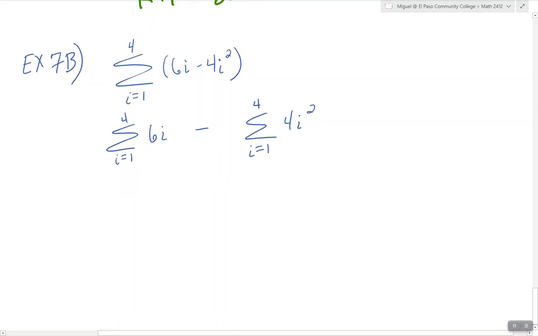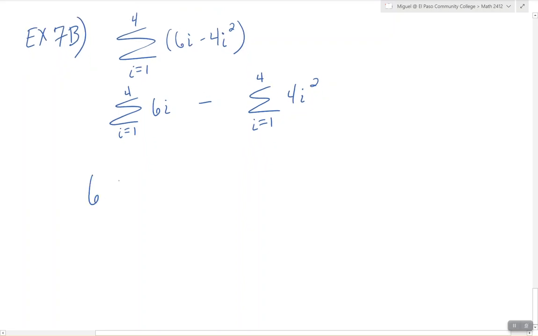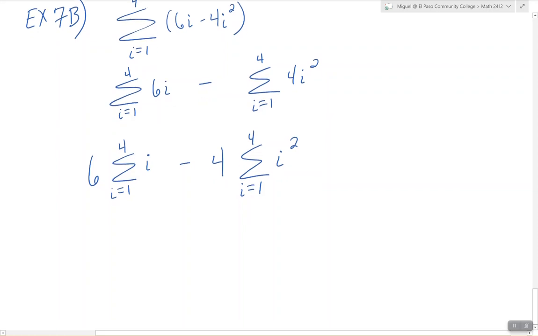And then one of the other properties they gave us was that we could take out any constants that are factors of the expression, right? So 6 is a factor, 4 is a factor. Let's take those out front. That would give me 6 times the summation 1 through 4 of i minus 4 times the summation 1 through 4 of i squared. Okay, like that. The reason we do this, and you'll get to practice this a lot, is because we want to get this to a form where we can plug in one of the formulas.